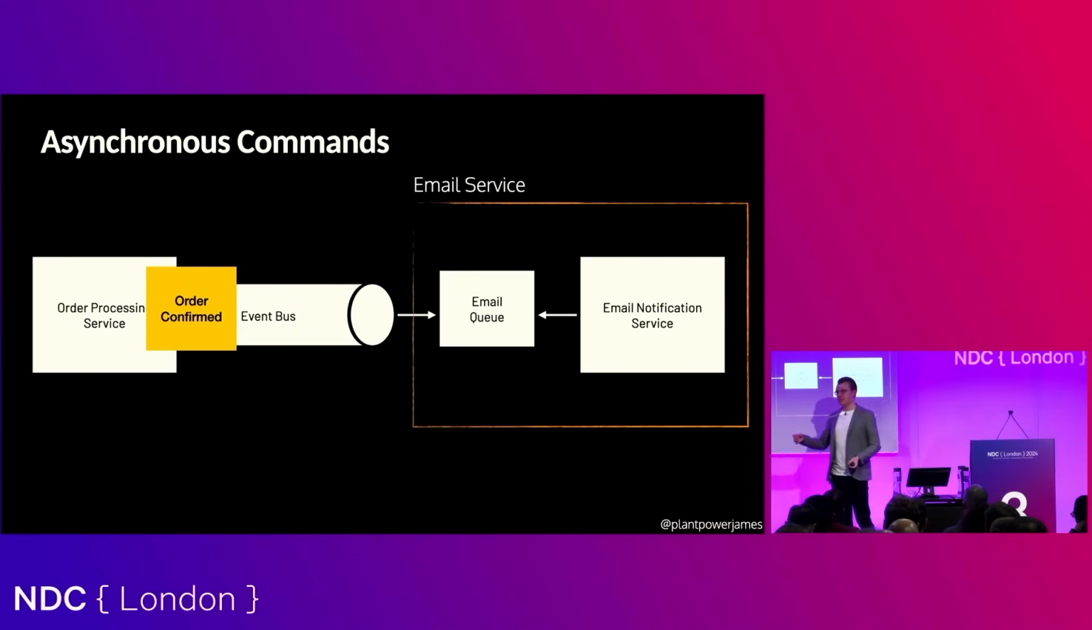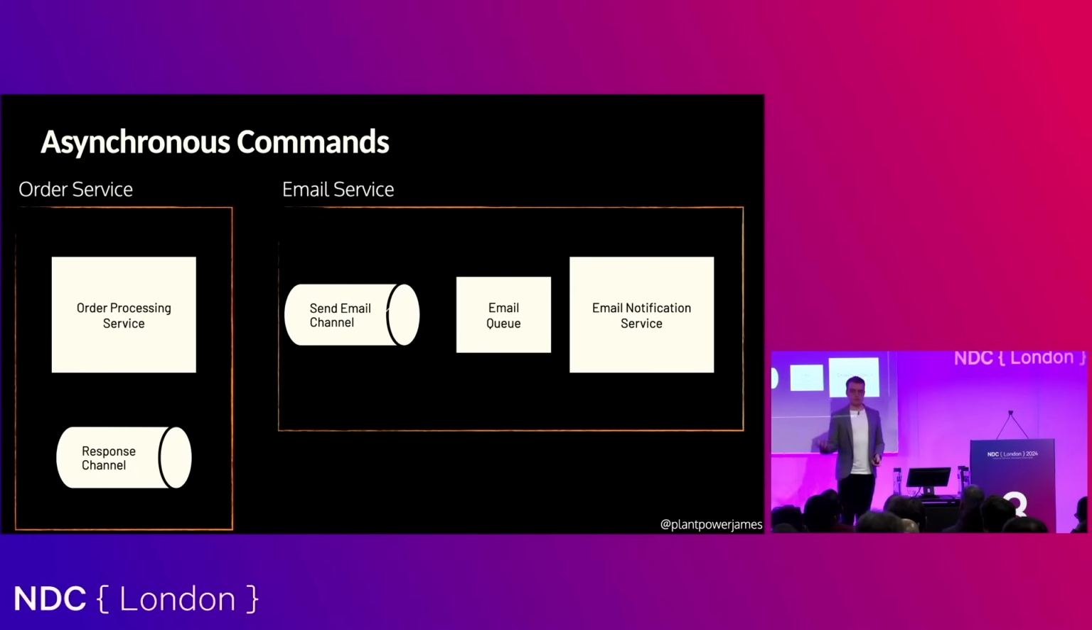But actually, is this responsibility right? Because now the email service needs to understand what should go into that email. What's the subject? What's the body? And is that right? Should it not be the order processing service's responsibility to determine what actually goes in that email, and the email service is just there to send emails out, however it does that? So you kind of want this to be a command. You want this to be, I want you to send an email, but you might not necessarily want it to be completely request response. You might not want it to be blocking.